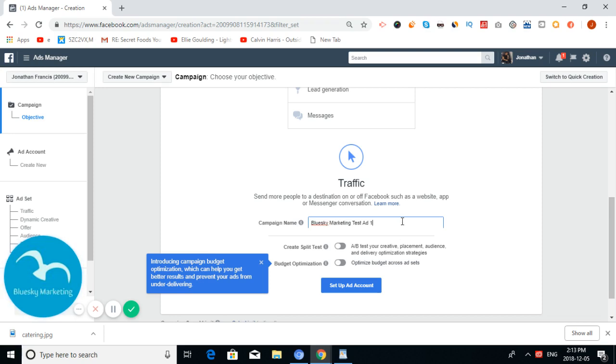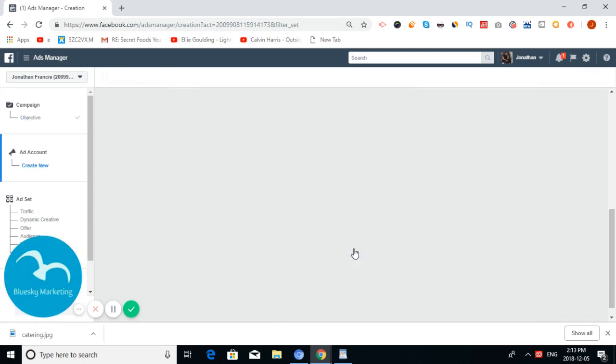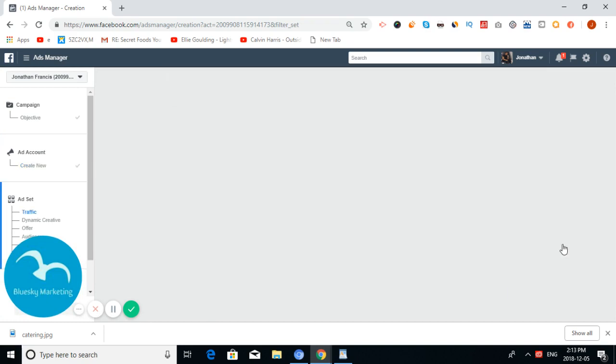And then if this is your first ad you're making, then it's going to ask you to set up an ad account. It's not hard. It takes about, you'll see right here, 10 seconds. Right? It wants to know the currency that you operate in, your time zone, and your account country. I'll click continue.